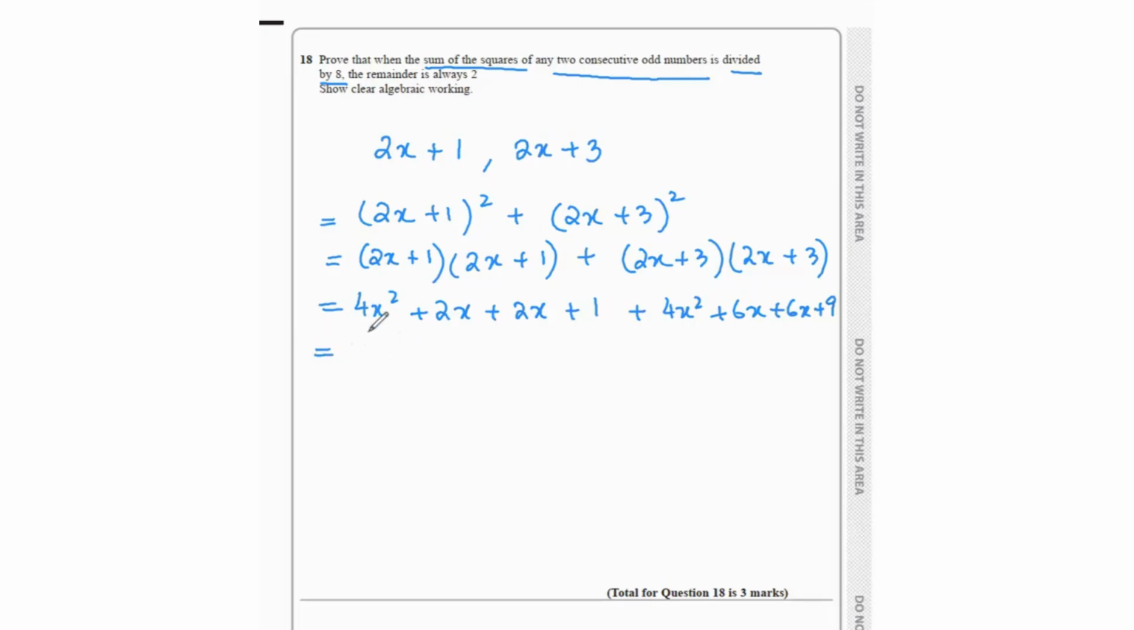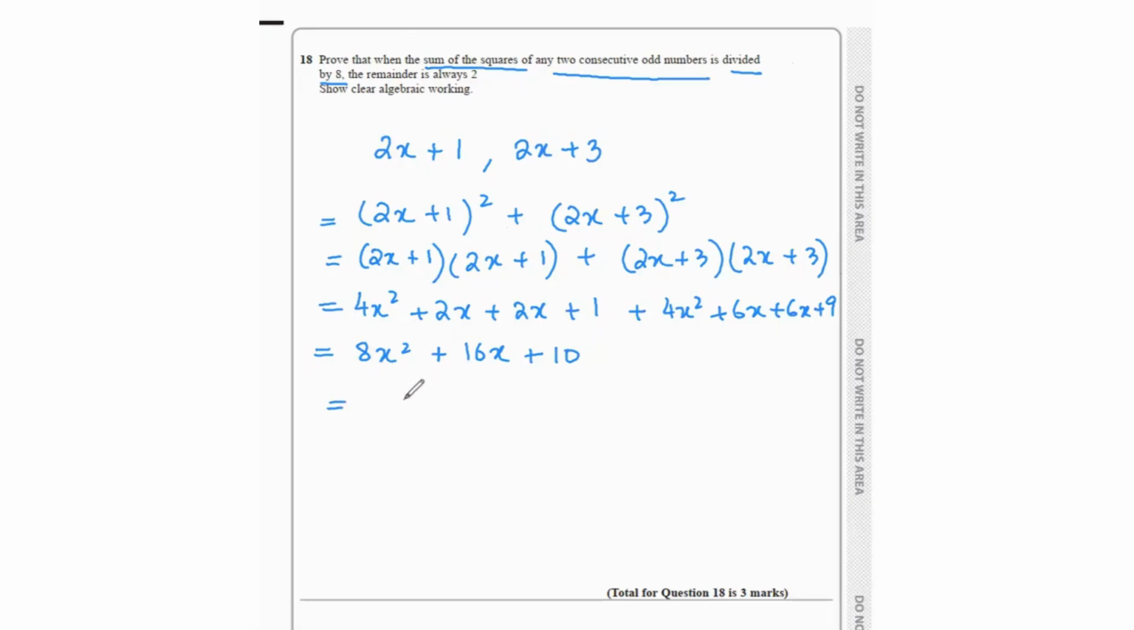Collect the like terms. 4x squared plus 4x squared is 8x squared. 2x plus 2x is 4x. 4x plus 6x is 10x, plus 6x is 16x. And 1 plus 9 is 10. So when the sum of the squares of any two consecutive odd numbers is divided by 8, the remainder is always 2.